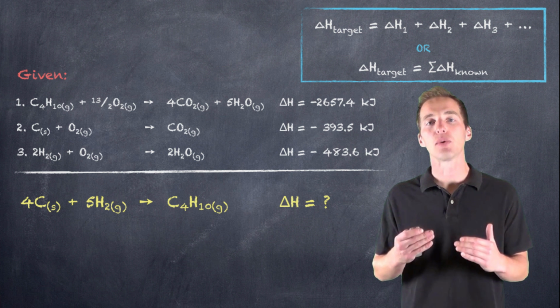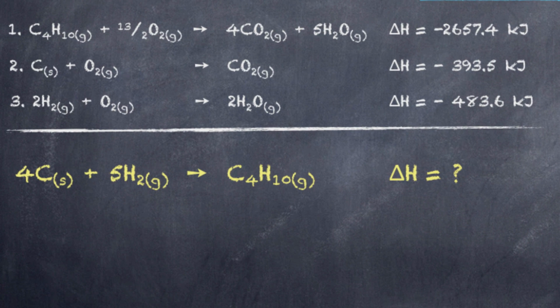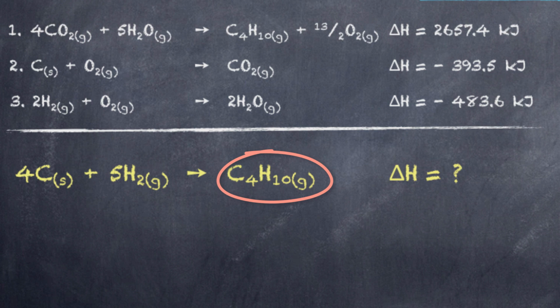Algebraically, we're going to rearrange these equations to arrive at our target equation. So let's take a look at the first one and notice that butane is on the reactant side of our given equation, and on the target side, it's on the product side. So we're going to do a reaction flip. We are going to flip this first reaction so that our butane now is on the correct side for our target equation.